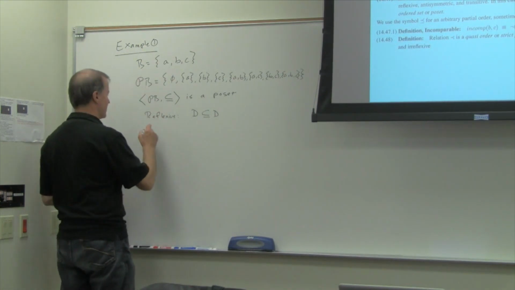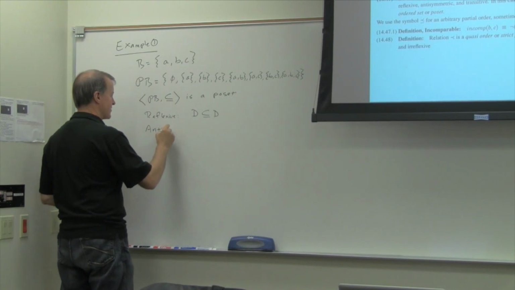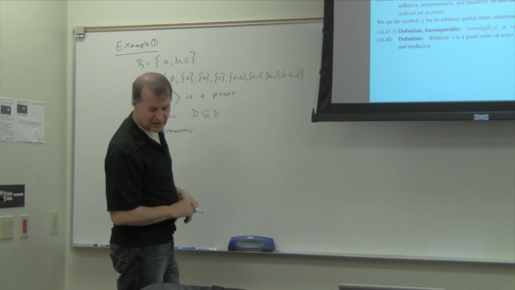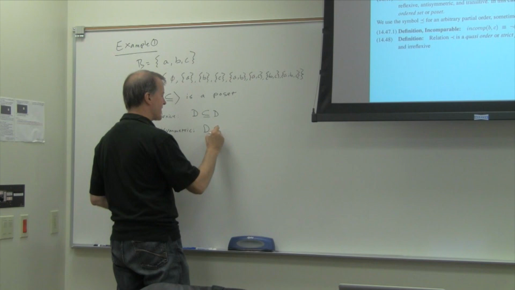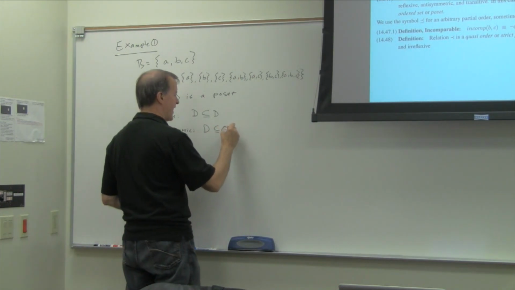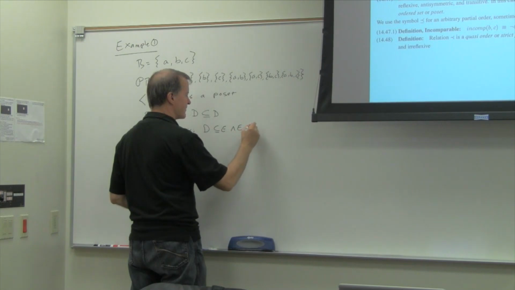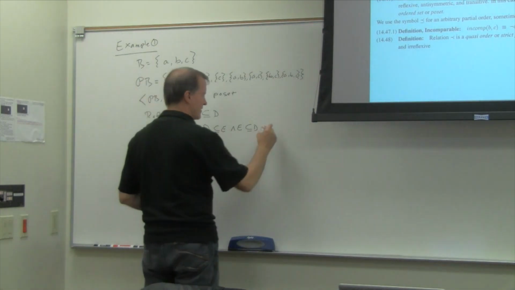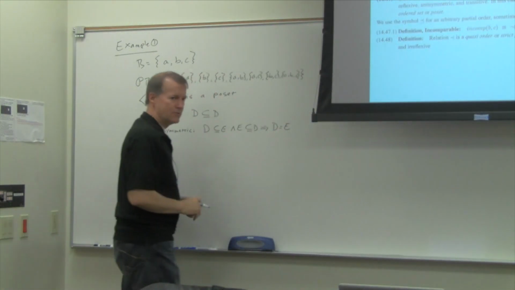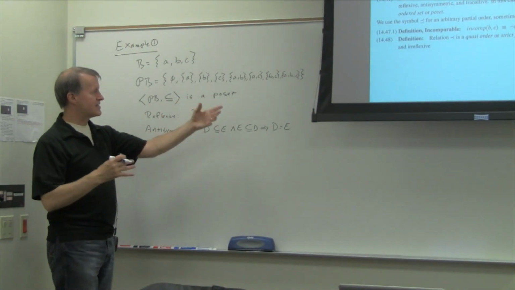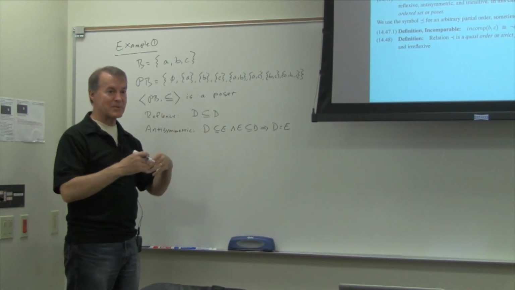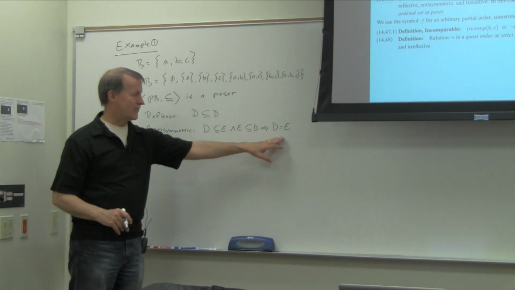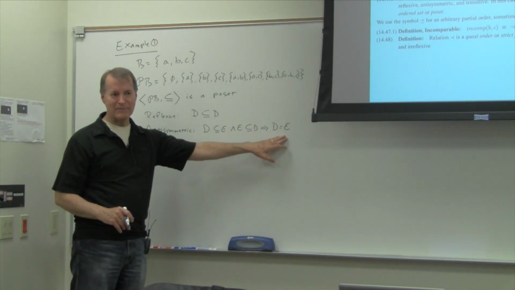Now, it also must be antisymmetric. So let's see if it's antisymmetric. In order for it to be antisymmetric, if we say D is a subset of E and E is a subset of D, what must that imply? That D equals E. In other words, if one set is a subset of another one, and that other one is a subset of the first one, the only way that can happen is if they are the same set. Are you with me? Is that true?